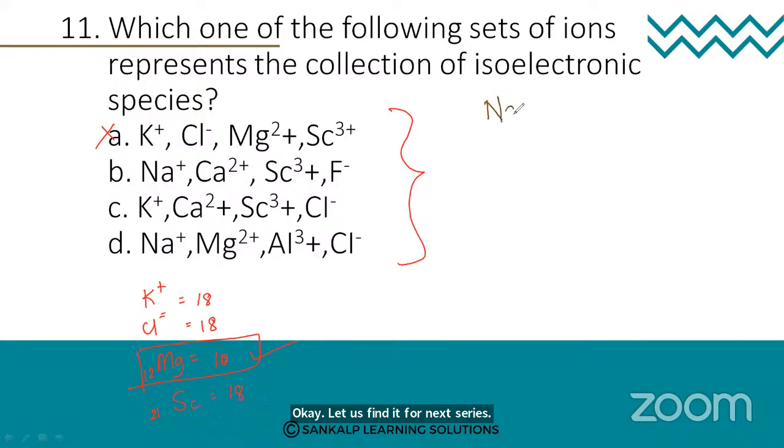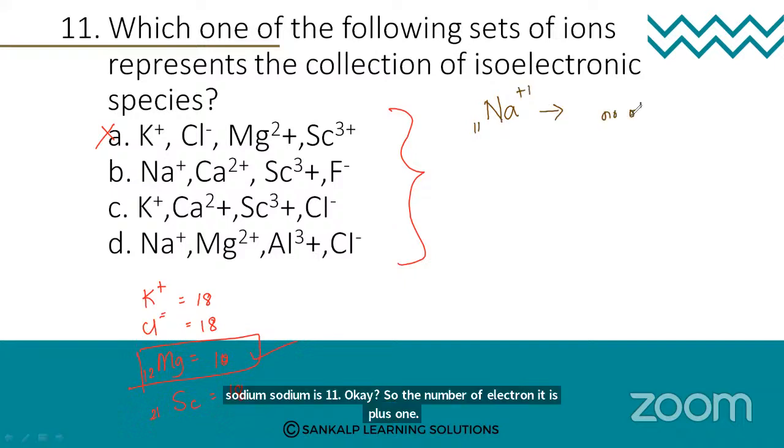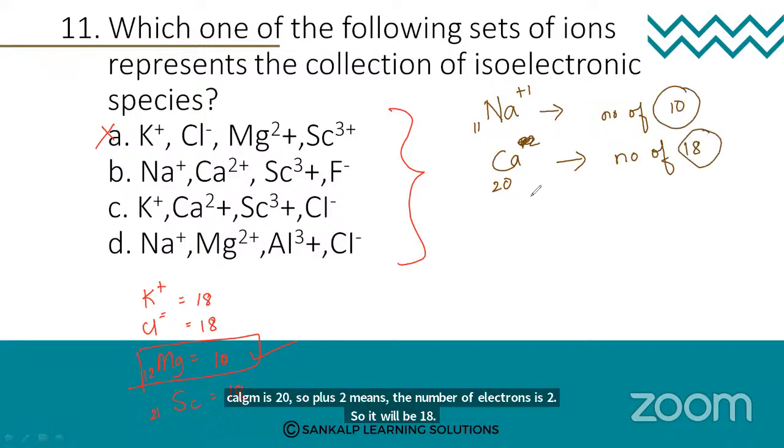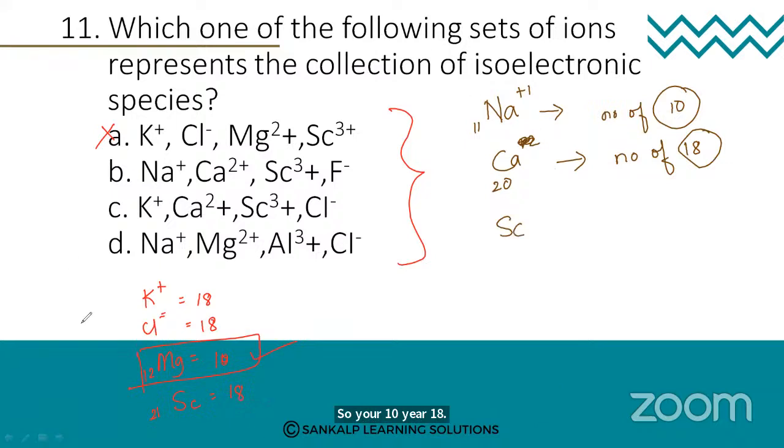Sodium is 11, and with plus 1 the number of electrons is 10. Then calcium is Ca plus 2. Calcium is 20, so plus 2 means 2 electrons are lost, so it will be 18. So here 10, here 18. Then scandium is 21, so plus 3, again 18 electrons.